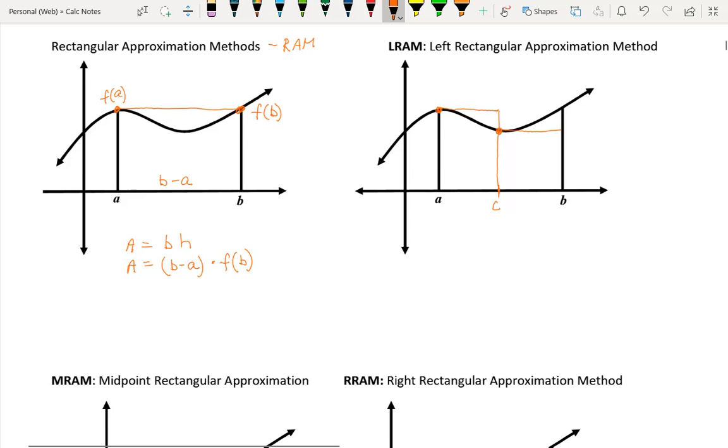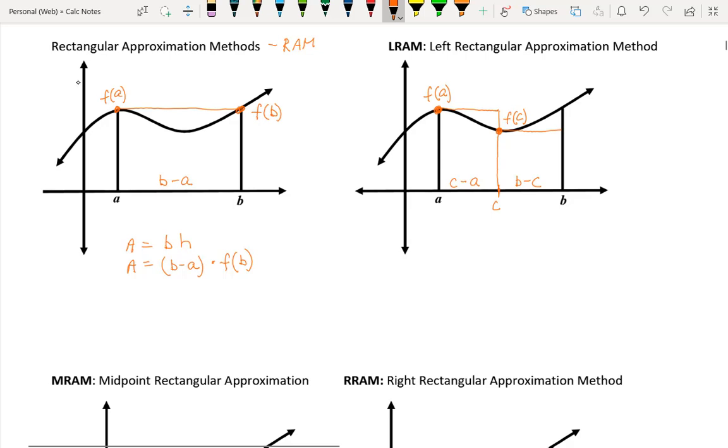So what does that mean? That means we're using the height on the left side of the rectangle. For instance, in this first rectangle, the base is going to be C minus A. And the base in the second one is going to be B minus C. The height of the left side of the first rectangle is F of A, and the left-hand height of the second rectangle on the right-hand side is F of C.